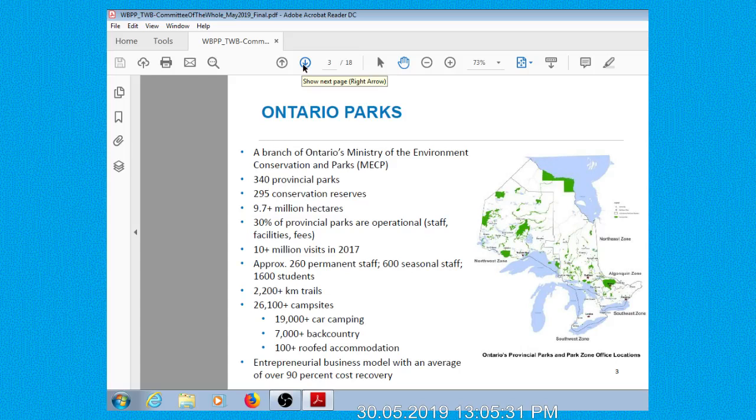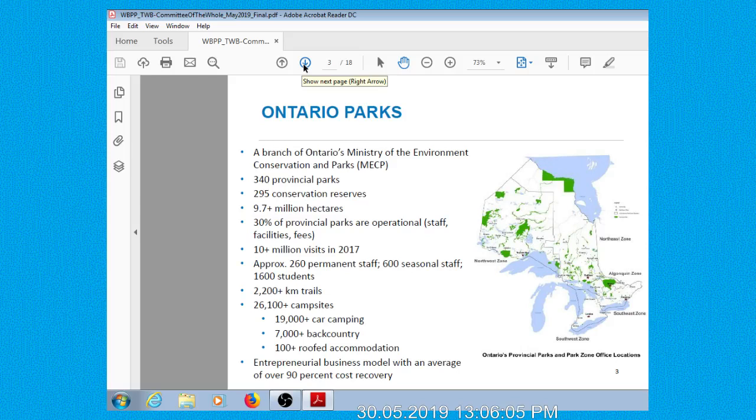About 30% of the provincial parks are what we call operational, so they have staff and facilities. They often charge fees. We get lots of visitation. We had over 10 million visitors last year, which is a pretty good number, and we're very proud of that. We operate with 260 permanent staff, 600 seasonal staff, and quite a number of students. We're one of the largest hiring bodies of students in the government. It's a great first job. I recommend it. That's how I started. Anybody who has a kid out there, come talk to Greg.